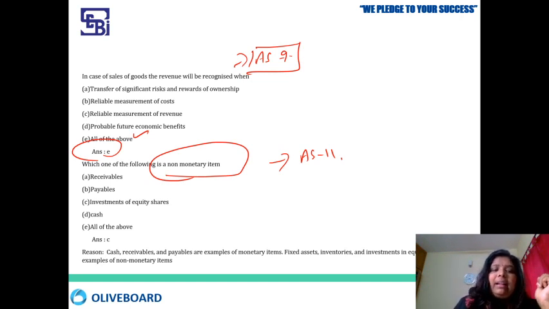Now here they are asking which one of the following is a non-monetary item. Obviously receivable, payable, cash are classic examples of monetary items. So equity share is a non-monetary item. Guys, understand: when I invest in equity shares, it will become my subsidiary, joint venture or associate company. When I invest in equity shares, I become the owner. Owner means it's a long-term relationship. You're getting the point. That's the reason.